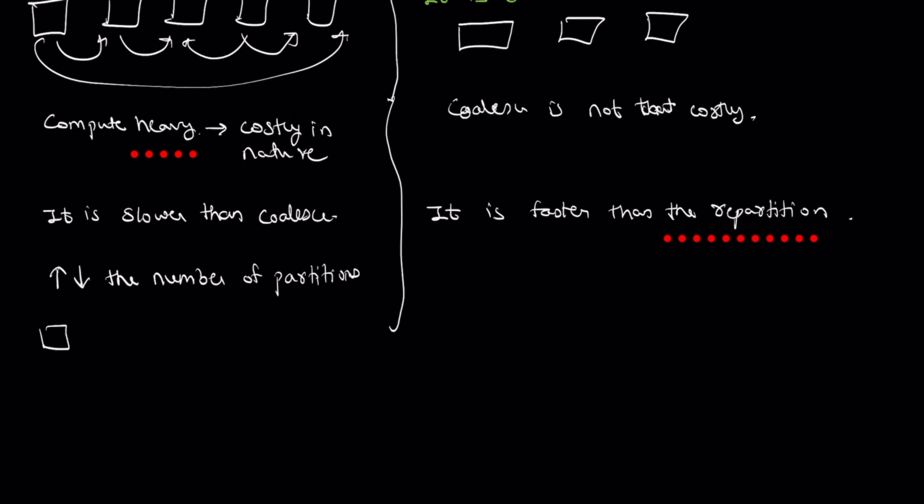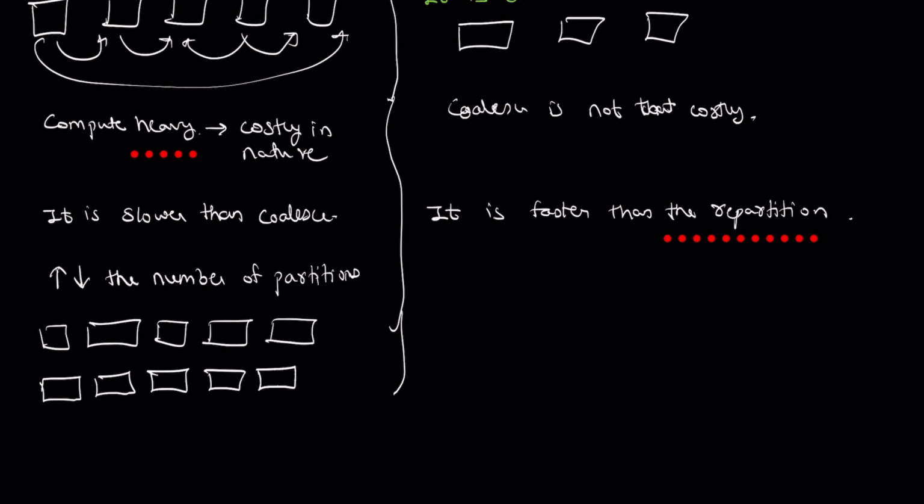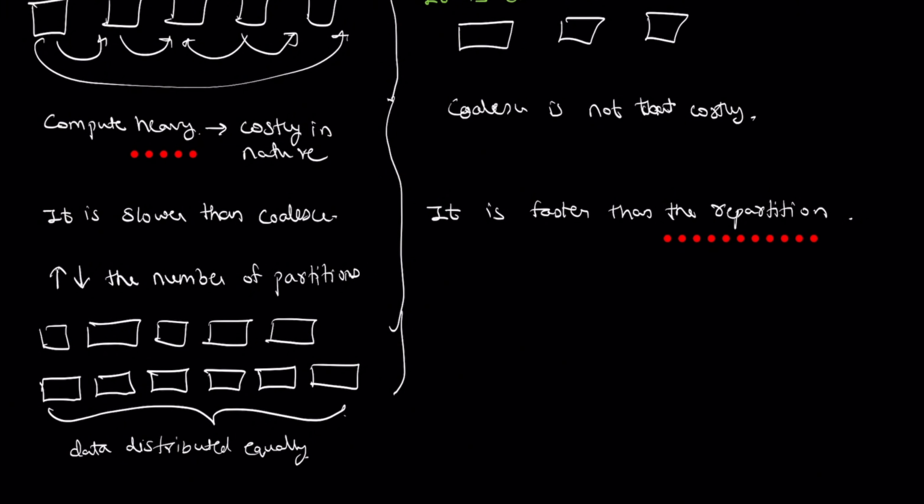Let's say we have five partitions and the data across the five partitions is skewed. So what we can do is we can do repartition and we can instruct Spark that now we want six partitions. So what Spark will be doing is creating six partitions and distributing the data across those six partitions equally. But in coalesce, we can only decrease the number of partitions.